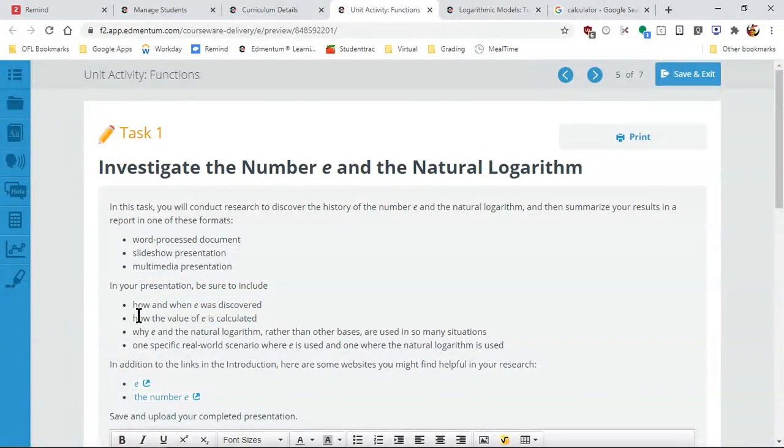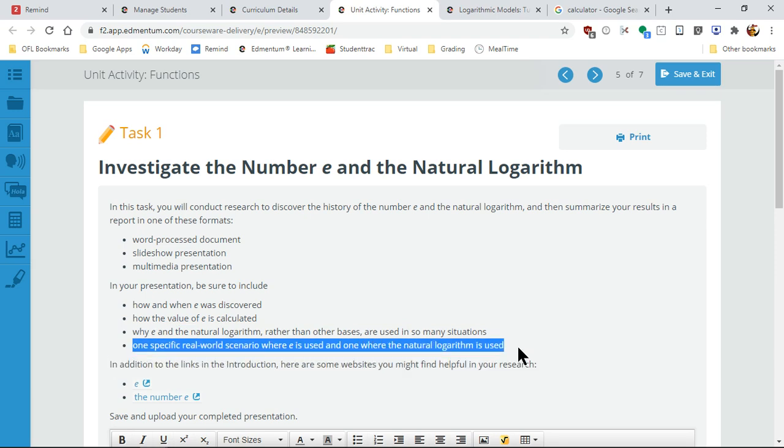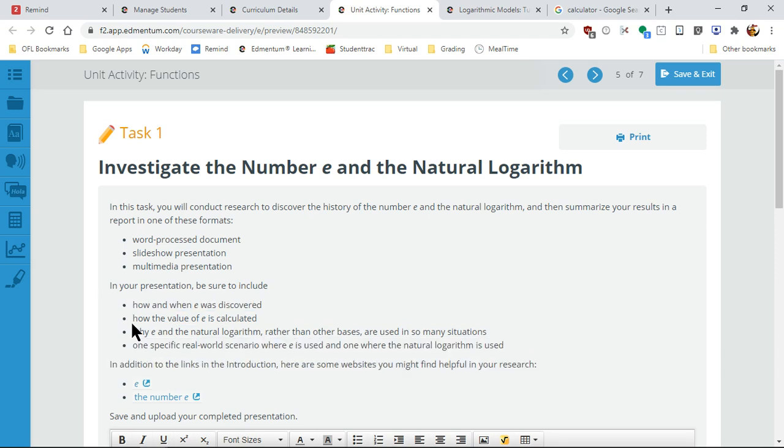How was it discovered and when? How can we calculate that value? Why do we use E? One specific real world example. So this is what I really want. Just this, and this. It doesn't have to be too involved. You could literally write a little sentence about this. Maybe a couple sentences, to be honest. That's all I really want. I just want you guys to answer these questions. Is that fair?